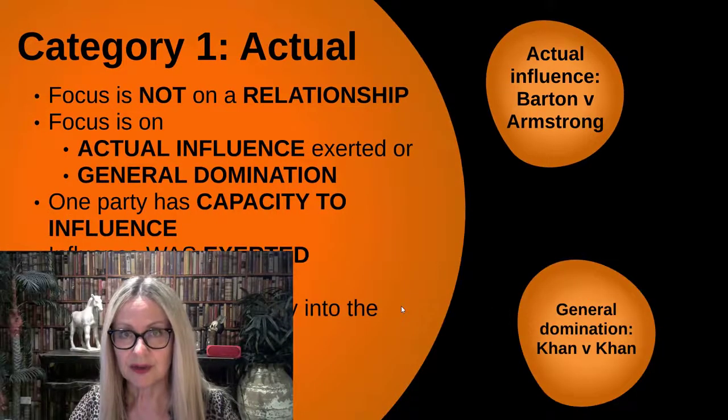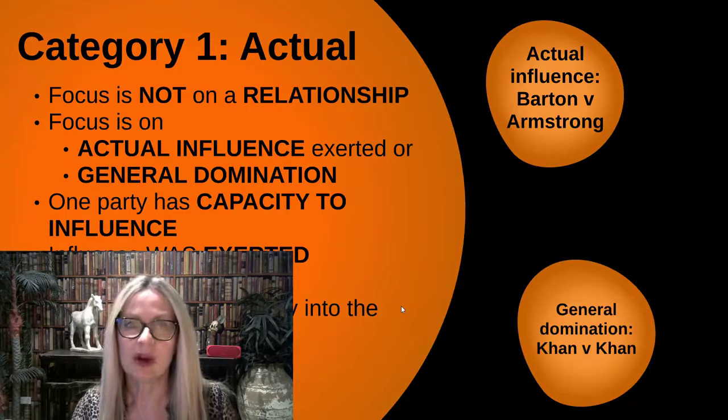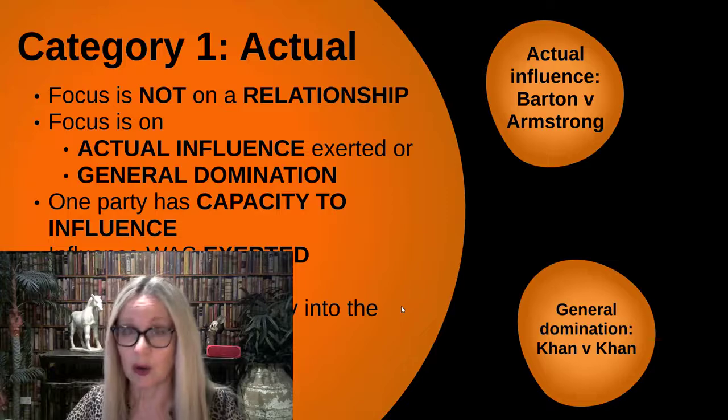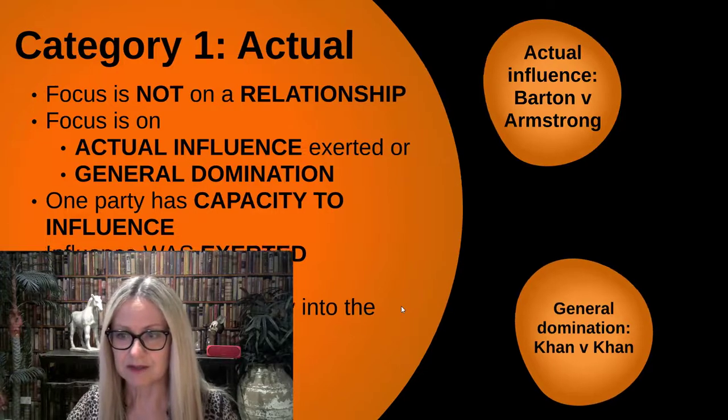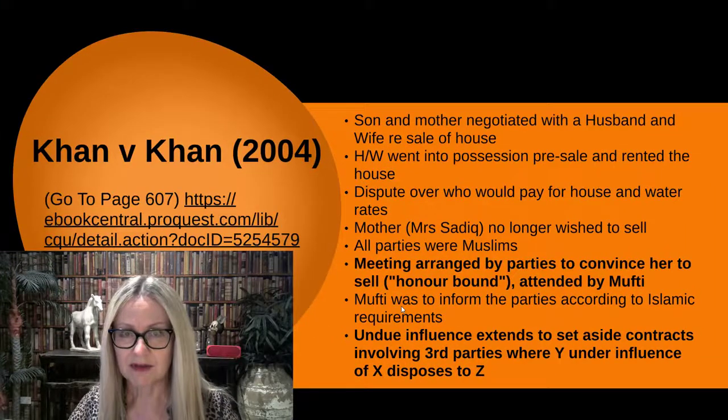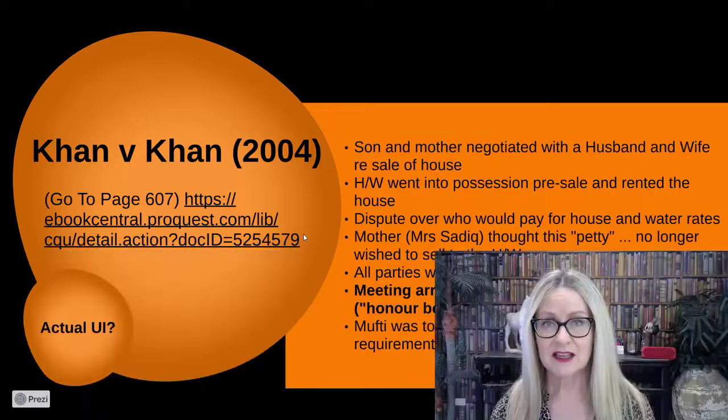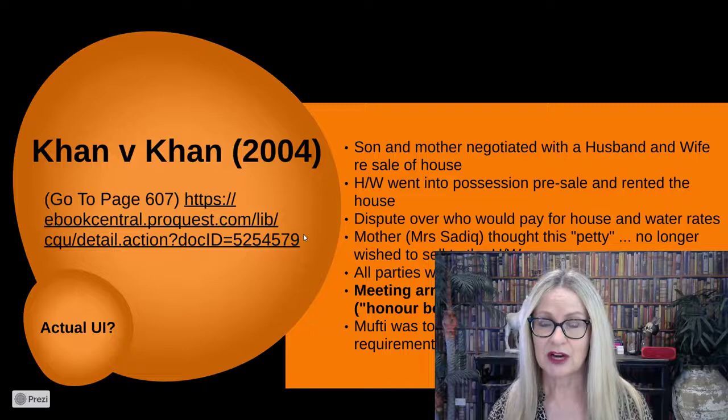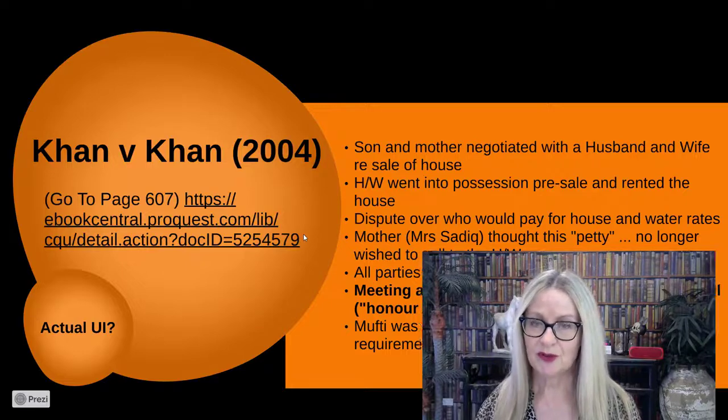In relation to general domination, circumstances that show some kind of general domination going on between the parties, we have Khan and Khan. This case is useful for a number of different considerations that you need to think about when you're going to make an argument of undue influence, and I'll wrap it all up at the end and hopefully draw out some salient points for you. But the facts were as follows.